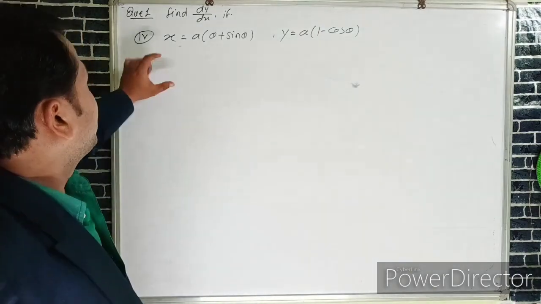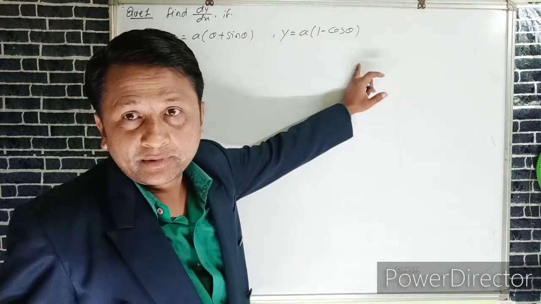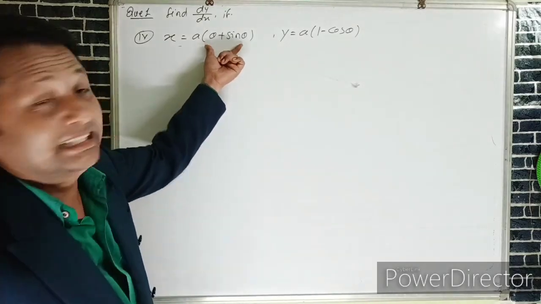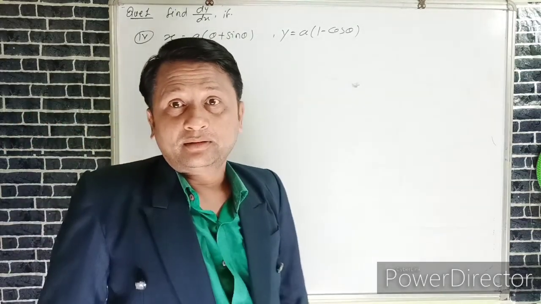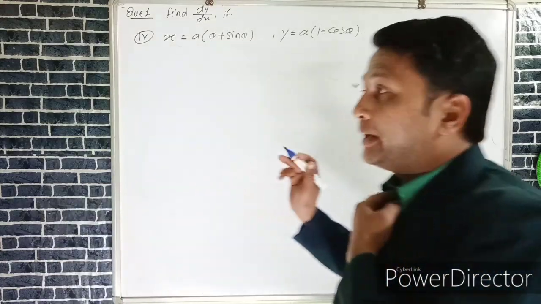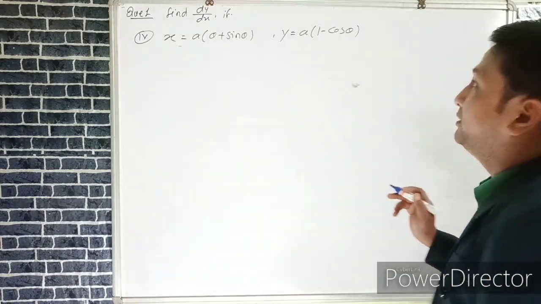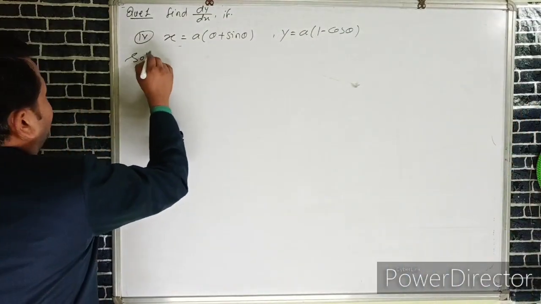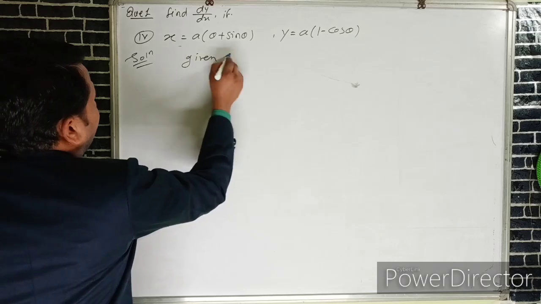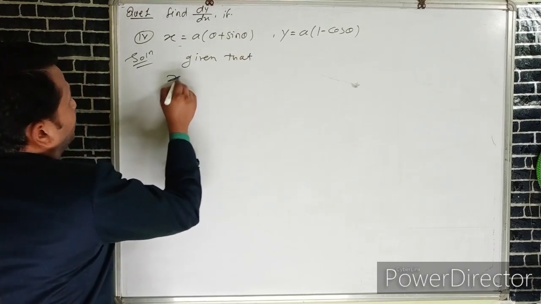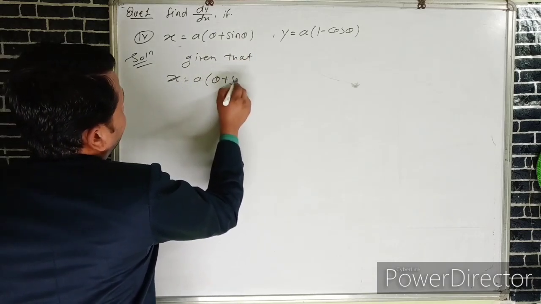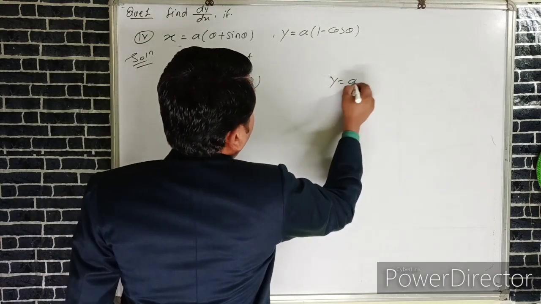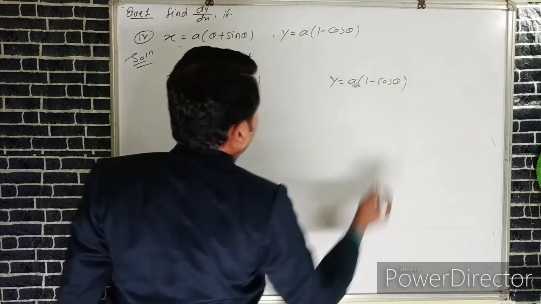Now the next example number 4, which is also in parametric form. Here it is given that theta is a parameter. When we use the definition of parametric function, it is also in the form of theta. Now first we write the given function: x is equals to a in bracket theta plus sin theta and y is equals to a in bracket 1 minus cos theta.